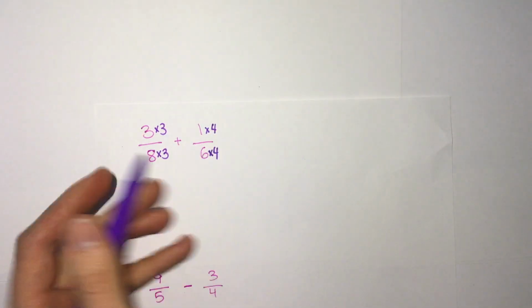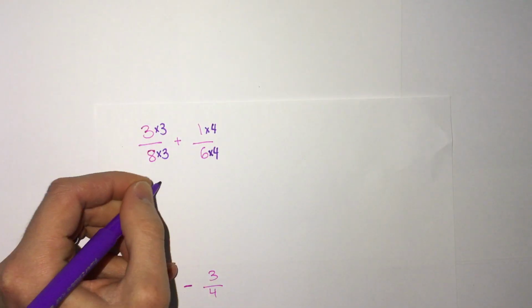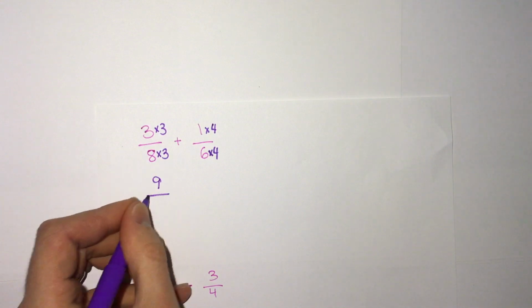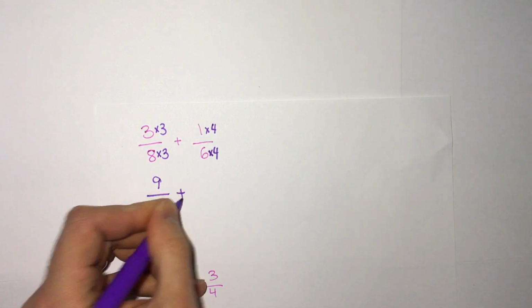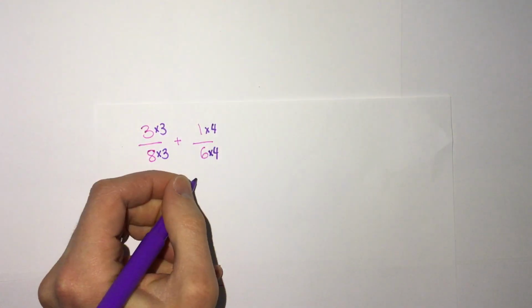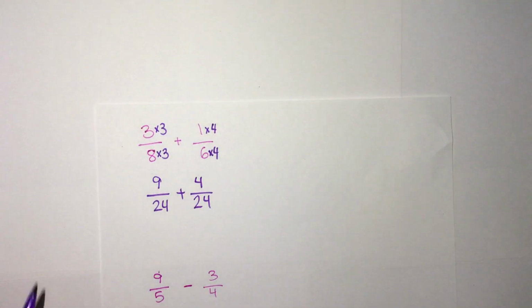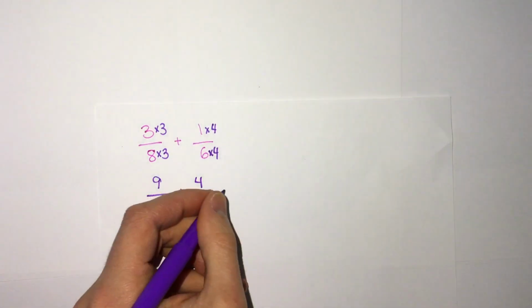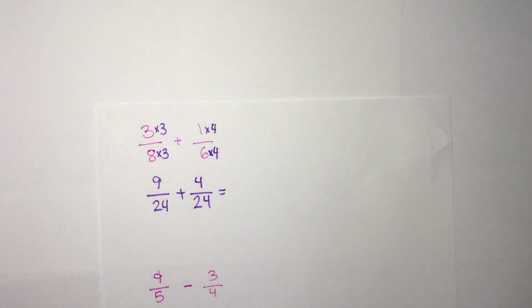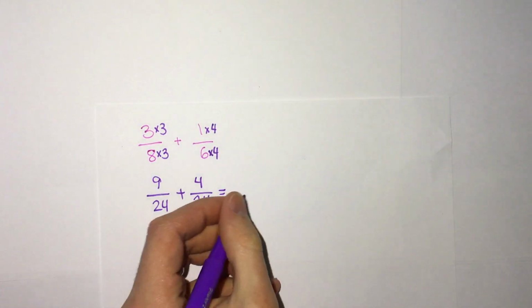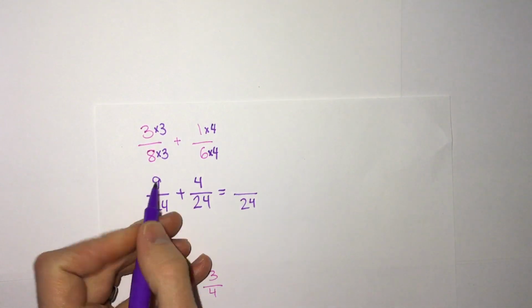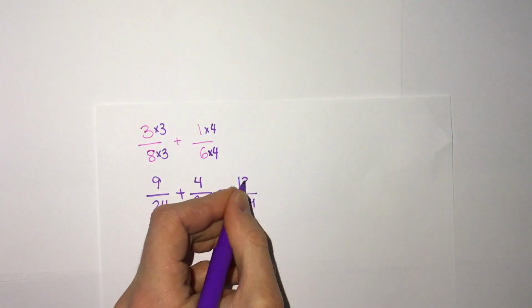So if we do this multiplication, we get 3 times 3 is 9. 8 times 3 is 24. 9/24. And here, 1 times 4 is 4. 6 times 4 is 24. Now, we have a familiar problem. We have a common denominator. 9/24 plus 4/24. Our answer will be over 24. 9 plus 4, 13.